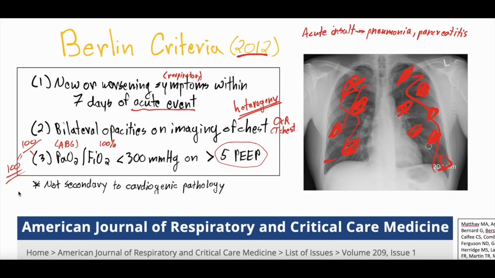Okay. The caveat to this is these have to be not secondary to cardiogenic pathology. So this all can't just be pulmonary edema, cardiogenic pulmonary edema. You have to rule that out because that can't be the sole cause of these symptoms within the Berlin criteria. All right, and these are the 3 general diagnostic criteria within the Berlin criteria.